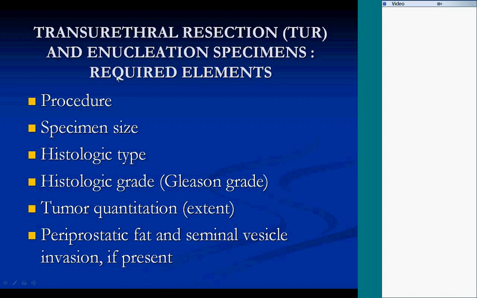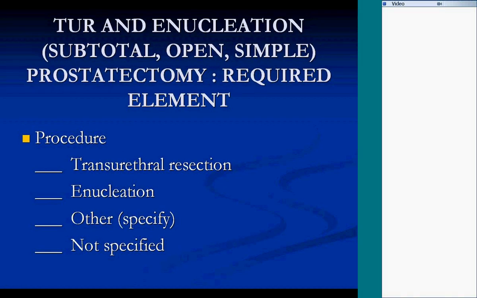So moving on to TURPs and enucleation specimens, what are the required elements? And here they are, and we'll march through these in order: procedure, specimen size, histologic typing, and just like for needle cores, same histologic typing, same approach to histologic grading. Quantitation is similar, and we'll talk about that. And this is really uncommon in TURP chips and enucleation specimens to see local invasion into fat or seminal vesicle. So this is simple, just the type of procedure, TUR or enucleation, again meaning simple or open prostatectomy.